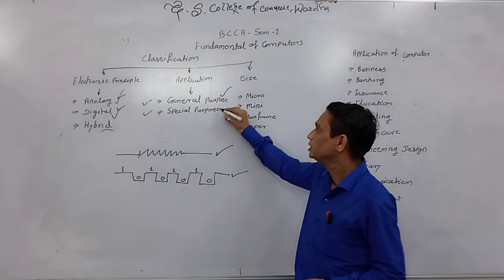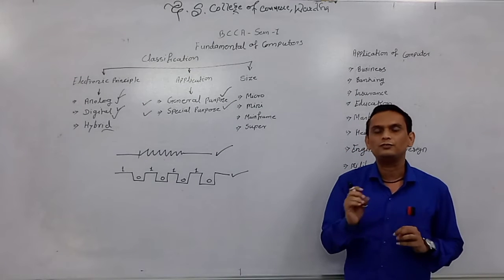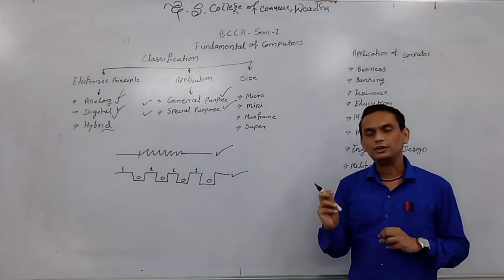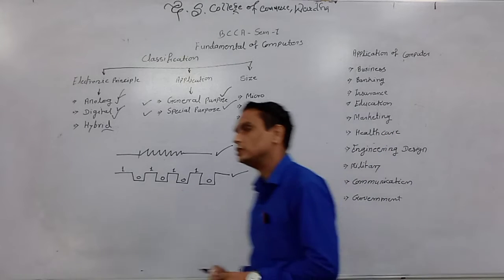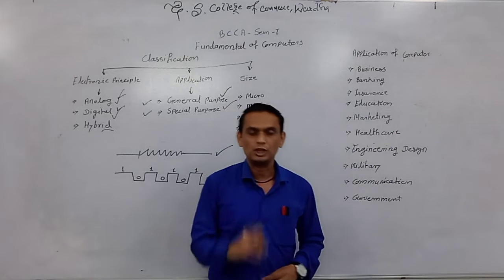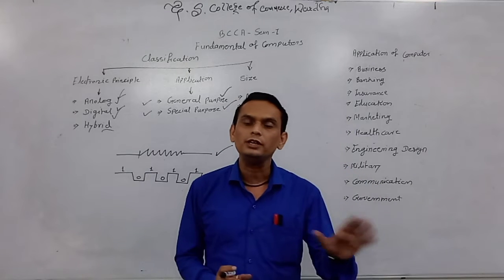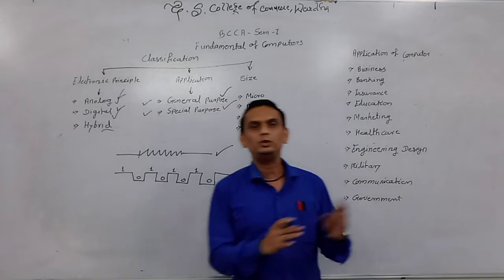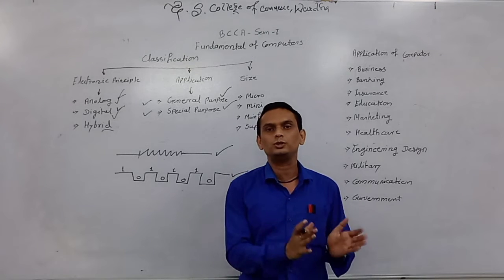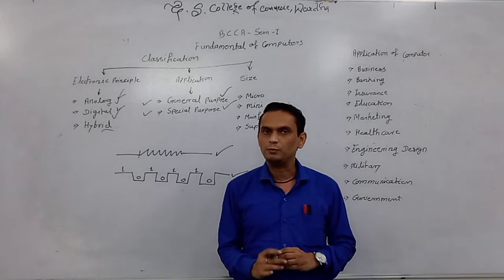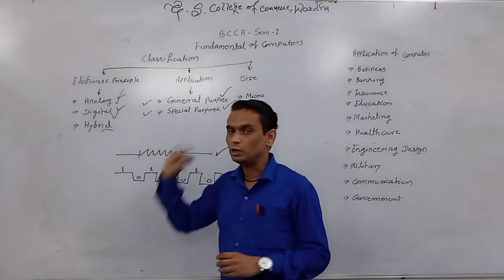The second one is a special purpose computer, meaning it is created only for a specific purpose. That type of computer is called a special purpose computer. A computer for calculating can work only on calculations. It can never be used with any other type of software. Therefore, its purpose is only to calculate. That type of machine is called a special purpose computer.